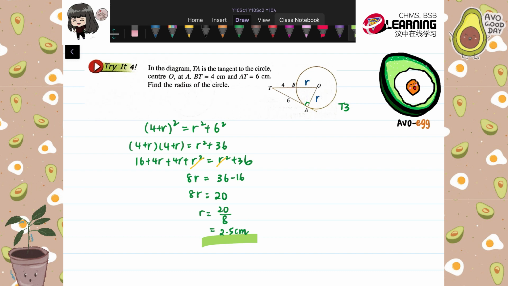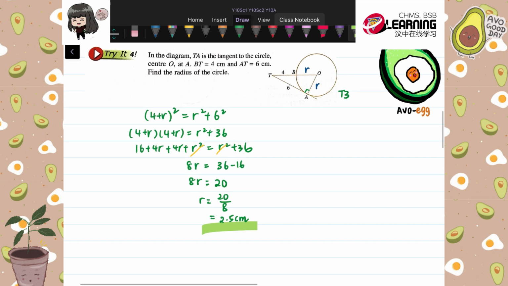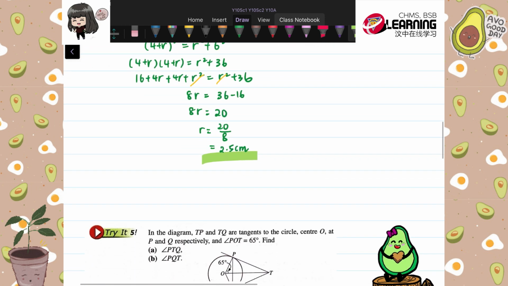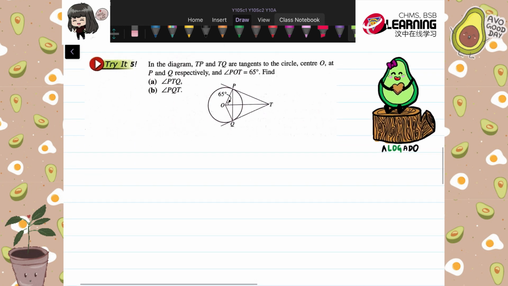Easy? Easy, right? As long as you know that this is 90 degree according to the theorem, then you can do already. Okay, so let's go to try it 5. Okay, try it 4, you copy the questions and also the circle. And then try it 5, let's look at try it 5.